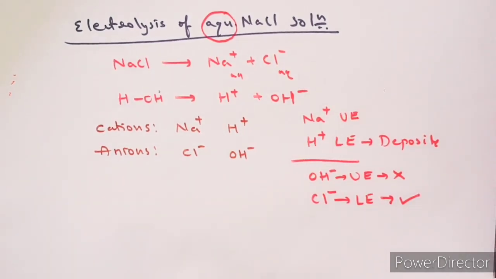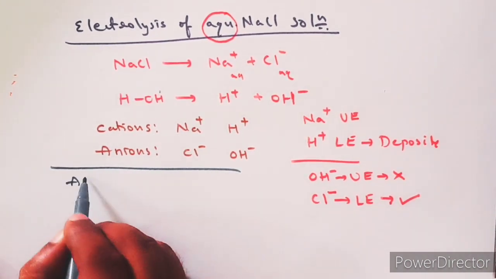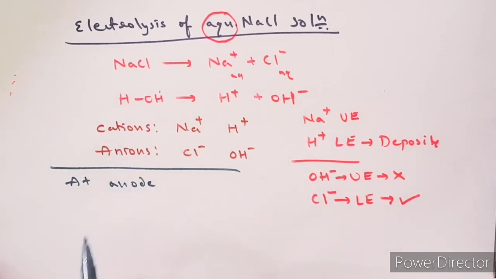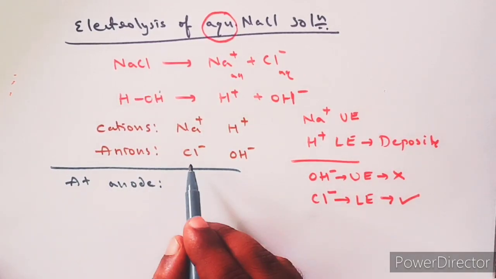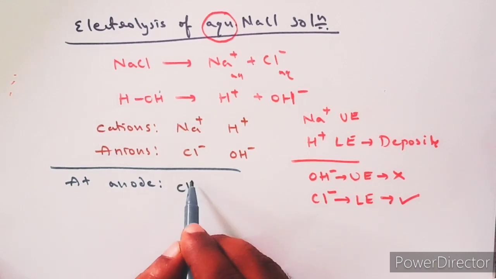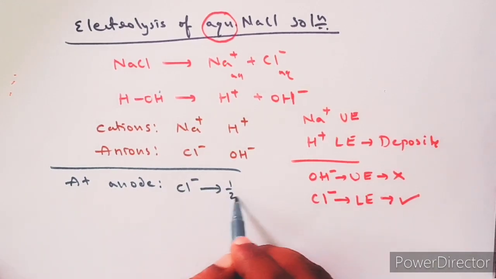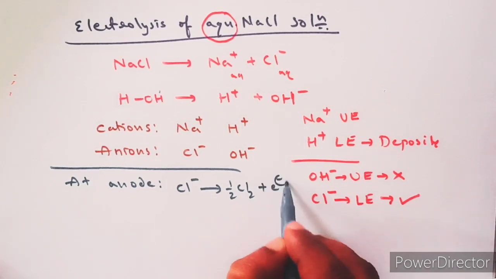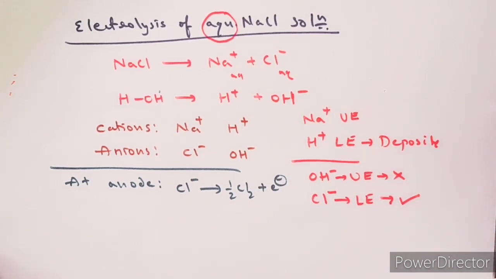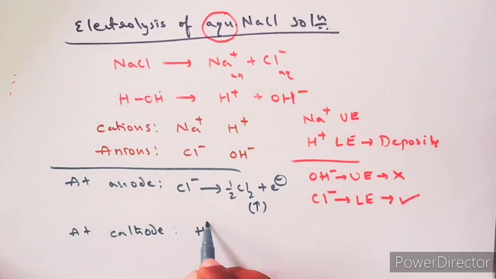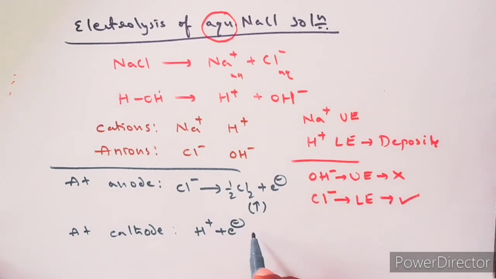What reactions are taking place at both electrodes? At the anode electrode, which anion? Chloride ion. The chloride ion undergoes oxidation to produce chlorine gas by releasing electrons. So chlorine gas is released at the anode electrode. And at the cathode electrode, the cation, the proton, gains electrons and undergoes reduction to produce hydrogen gas.